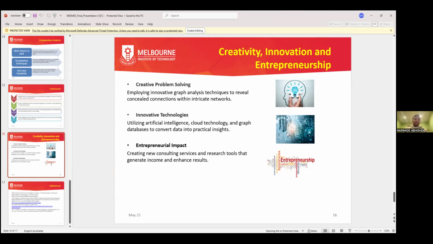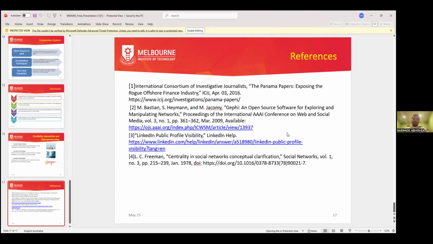So that's what our project is all about. We have also attached references on slide number 17 for all our open LinkedIn datasets and open criminal datasets and everything.